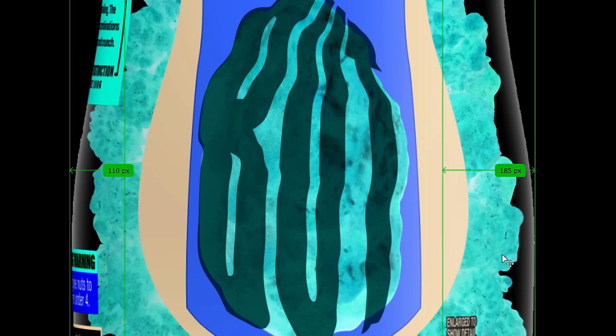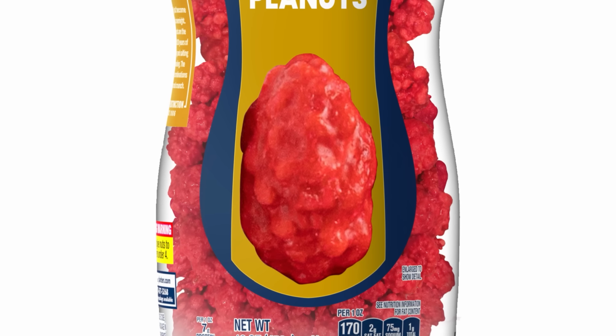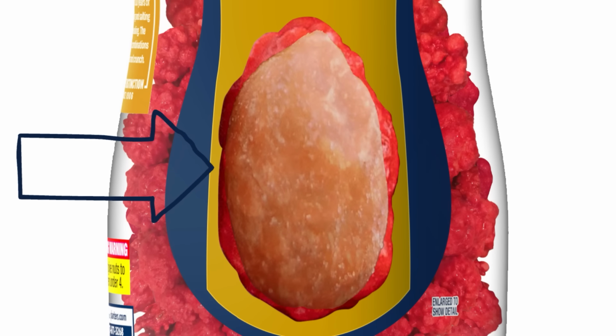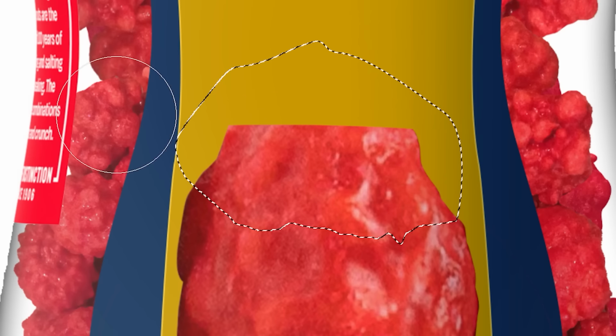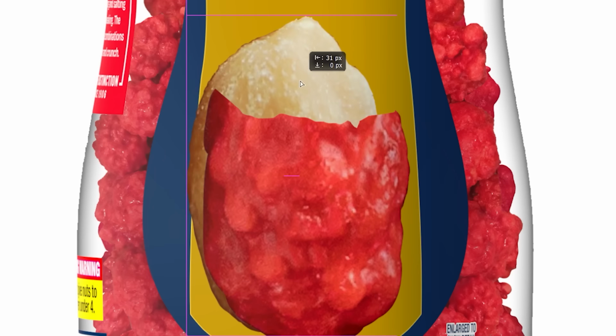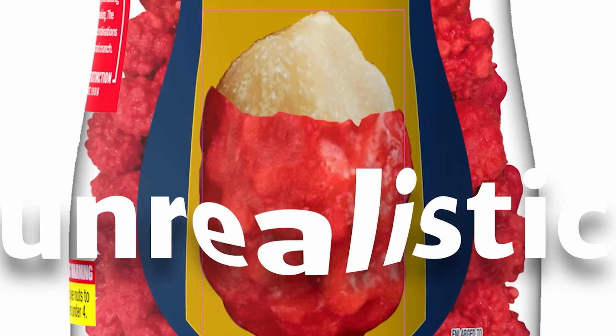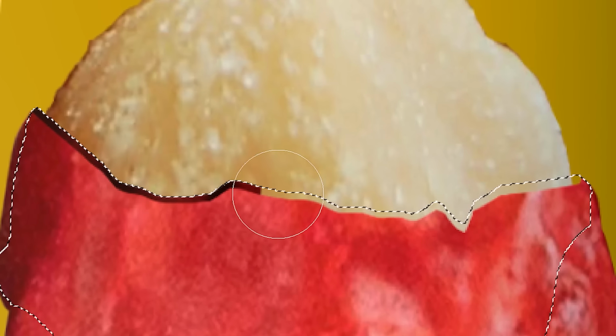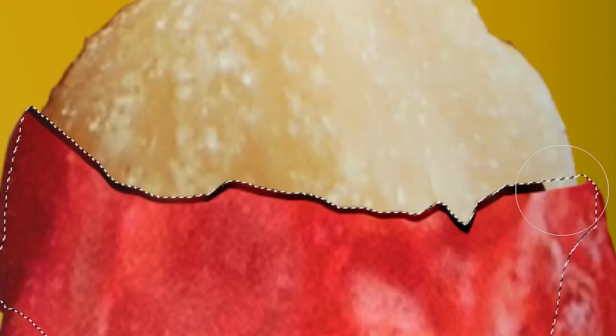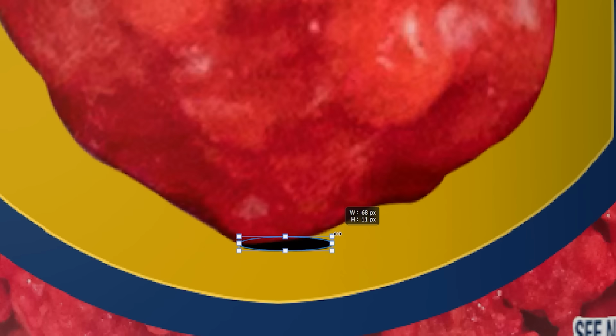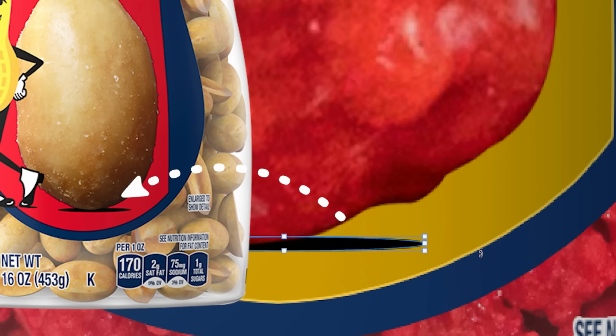I'll place it here, but I need to make sure the people will understand it is some coated peanut, not a bird heart. So I'll break it just like that to show the peanut inside. This looks flat and unrealistic, so let's add more details to it. I start by giving the crack some depth, then a cast shadow on the peanut, some highlight on top, and finally a drop shadow in the same style as the original.